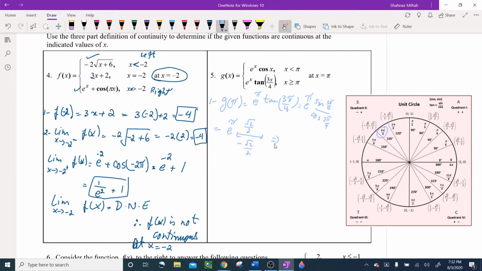I can simplify this further. E pi, and I got square root 2 over 2 times, I'm going to flip, negative 2 over square root 2. Since when I change the division to multiplication, I have to use the reciprocal.